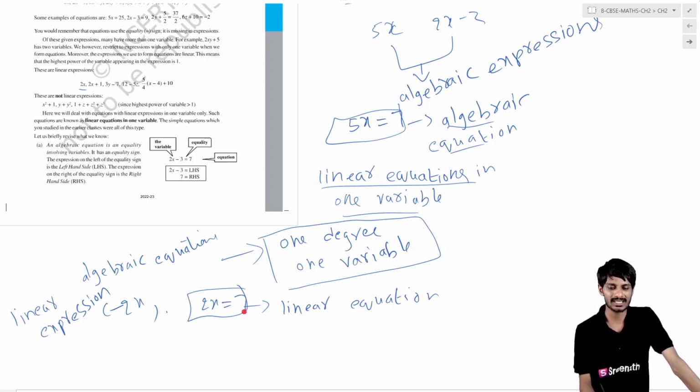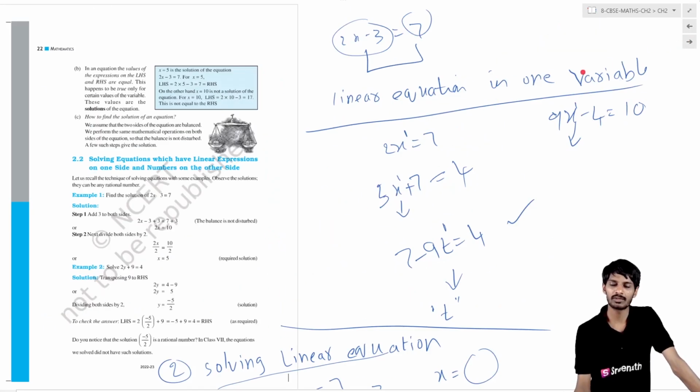So an example is 2x equal to 7. Here the power of x is 1. So it has degree 1 and it has one variable only. So it is a linear equation in one variable. So we have completed the first topic.